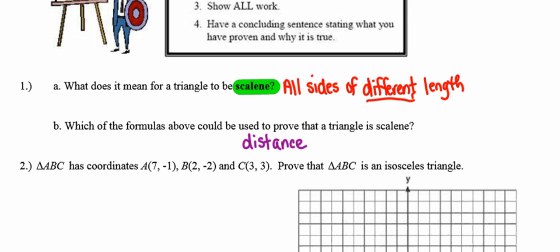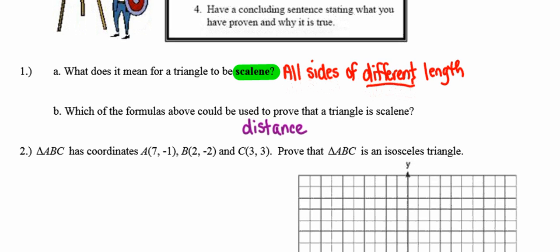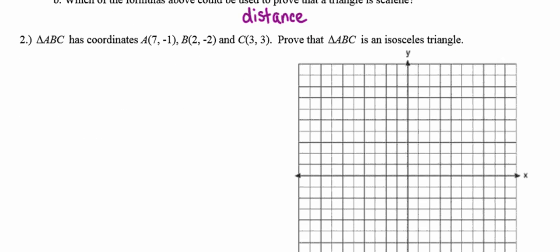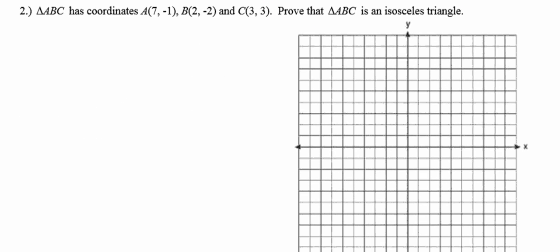If you have questions about that, jot them down in the margin right now and make sure to ask me the next time that you come back to class and we can talk about that a little bit more in depth. In the meantime, I'm going to scoot ahead to number 2, which says triangle ABC has those coordinates, and they want us to prove that this triangle is an isosceles triangle.